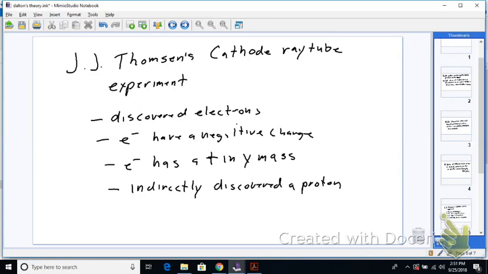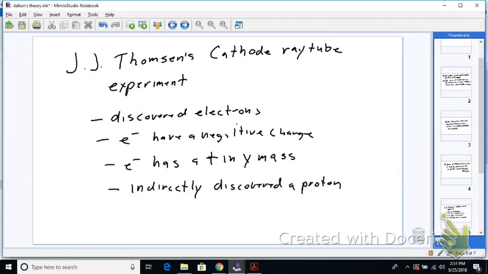So he used all different types of metals, and it didn't matter what metal he used. This particle that was coming out of this metal, that was part of the metal originally, was negatively charged. So he discovered the electron. And they found out that when they deflected it, it didn't have a whole lot of mass compared to the mass of where it was coming from. So that just showed it had a very small amount of mass within the atom.